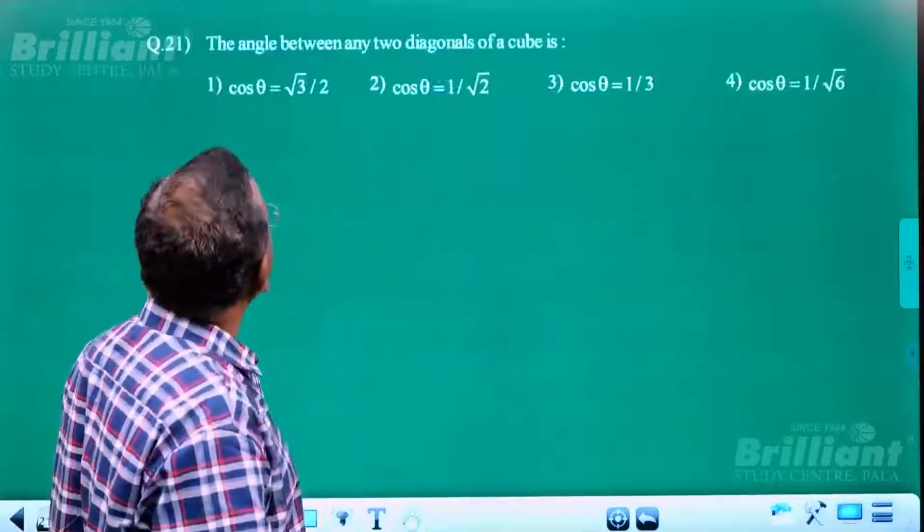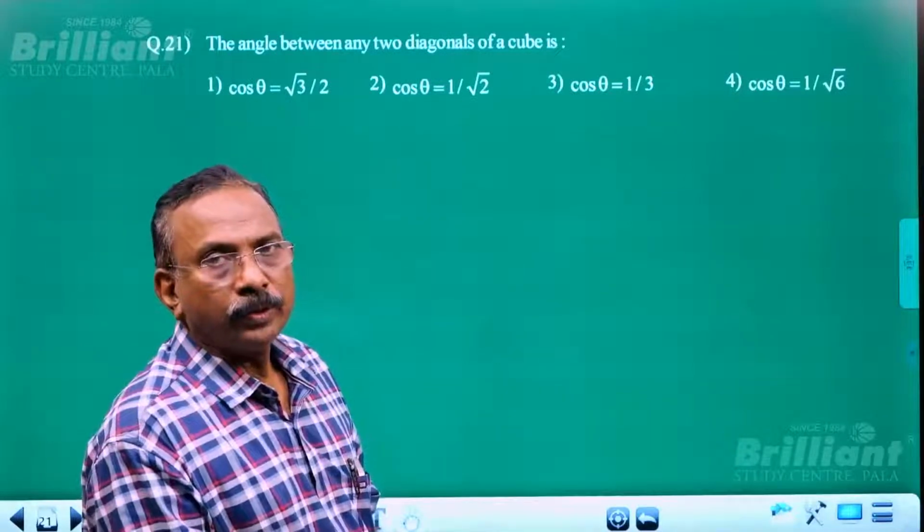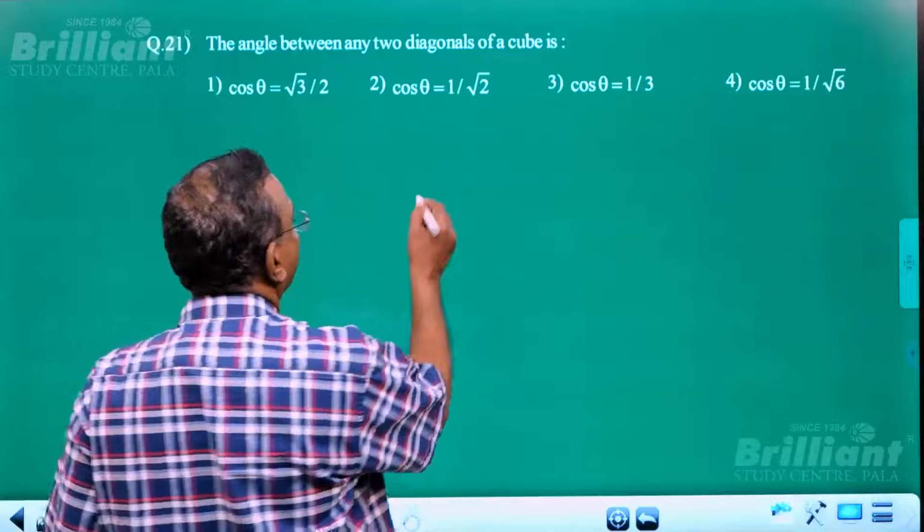We come to this problem. That's actually the angle between any two diagonals of a cube. So, you know the cube.